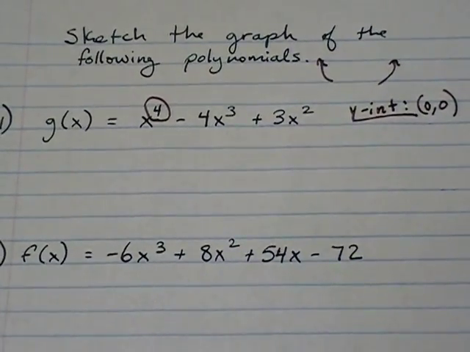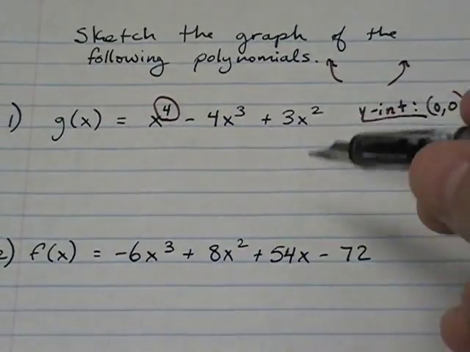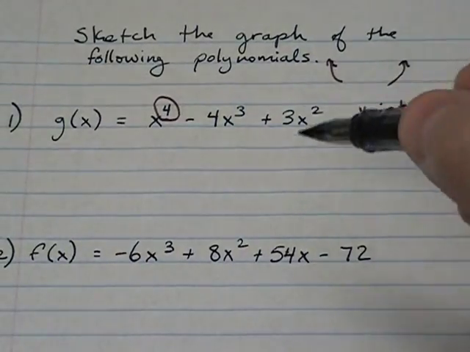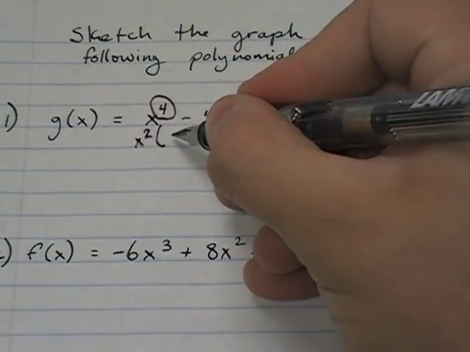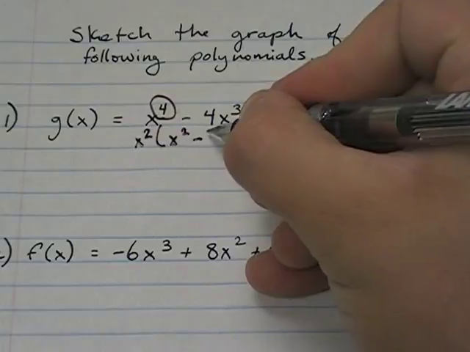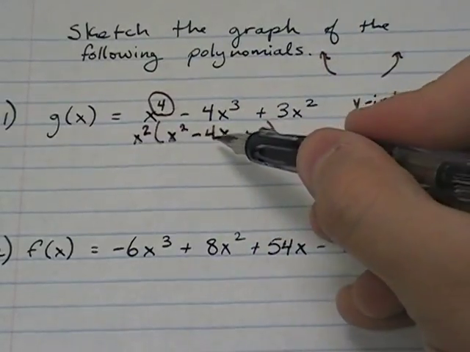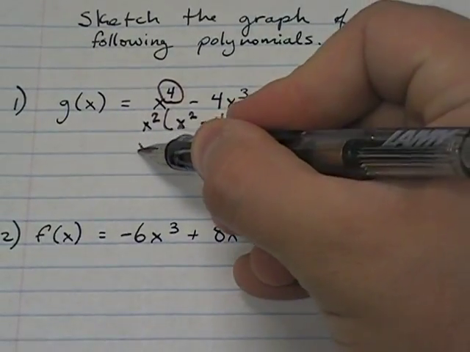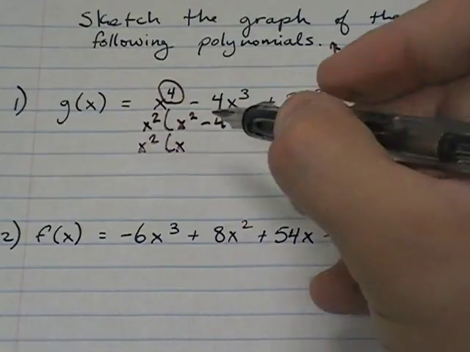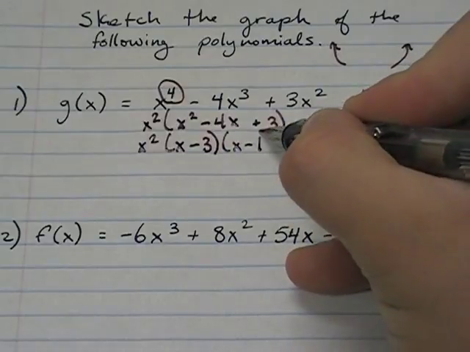Okay, and then the third thing is you have to know the zeros and their multiplicities. Well, to know that, you have to factor this polynomial. So immediately I look and I have a greatest common factor, which is x squared. So if I factor out an x squared, what am I left with? x squared minus 4x plus 3. And then I ask, can I factor what's in those parentheses? Well, I can. And that gives me x squared times x minus 3 times x minus 1.